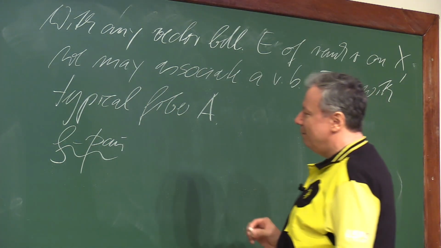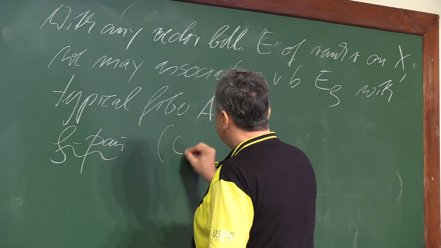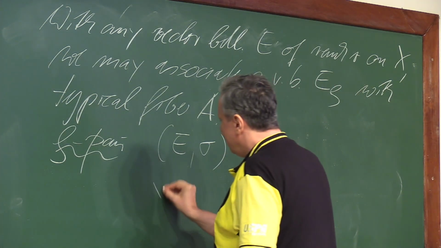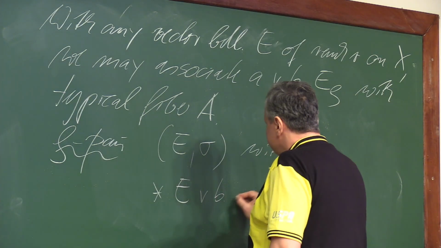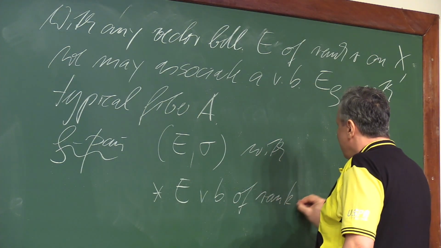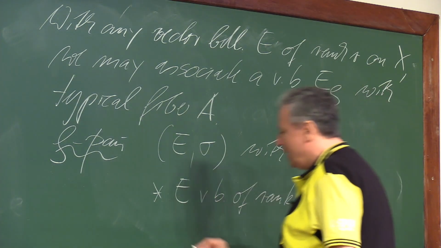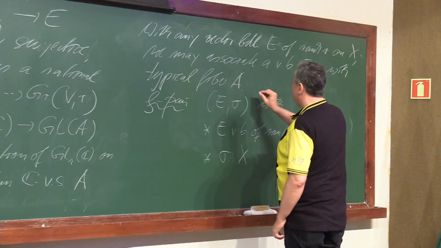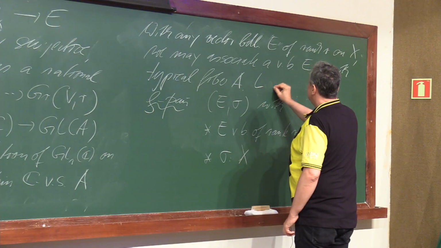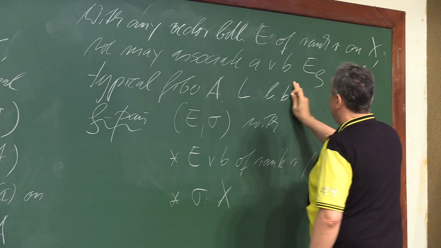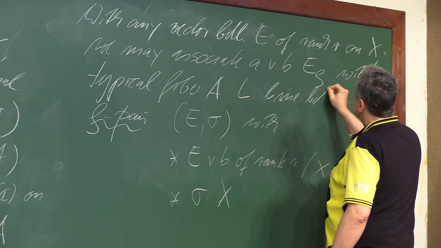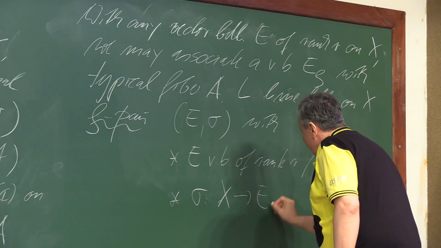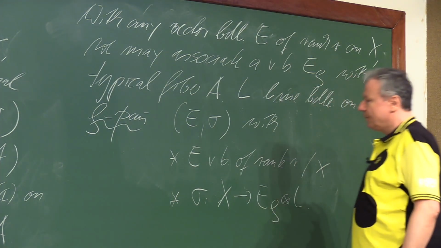Good, and now a rho pair, which has been studied for many examples, is now (E, sigma) with E a vector bundle of rank R on X, and I also need a line bundle L on X. Sigma is a section of E_rho tensor L.